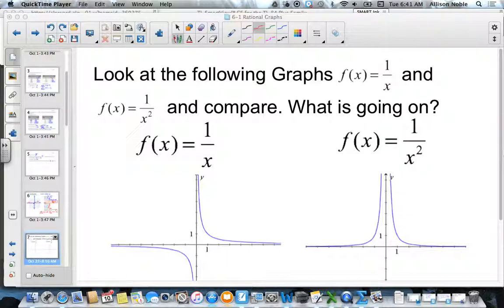So what's going on? Take like 30 seconds or so and discuss with someone sitting next to you what is different about 1 over x and 1 over x squared, and come up with something that is going on, some attribute you can talk about. So 30 seconds.